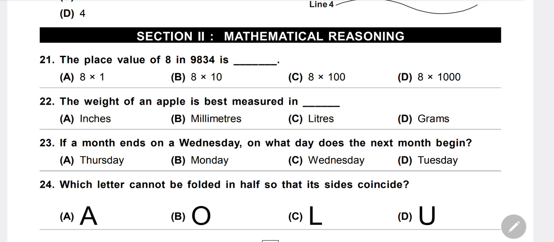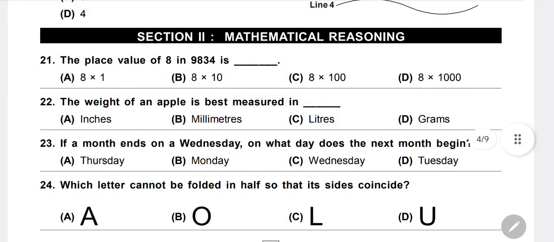The first question is: give the place value of 8 in 9834. Before going to this question, I want to explain to you about the place value and the face value. We have two kinds of value. So what is place value?